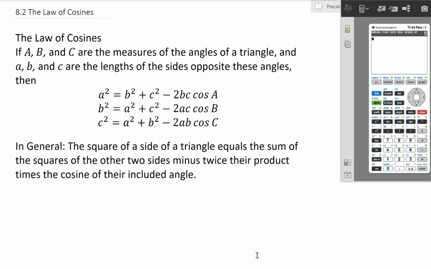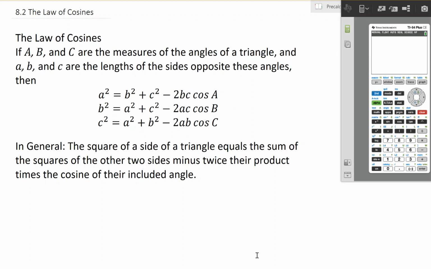8.2 covers the law of cosines. The law of cosines says if A, B, and C are the measures of the angles of a triangle, and little a, little b, little c are the lengths of the sides opposite these angles, then a squared equals b squared plus c squared minus 2bc times the cosine of A.